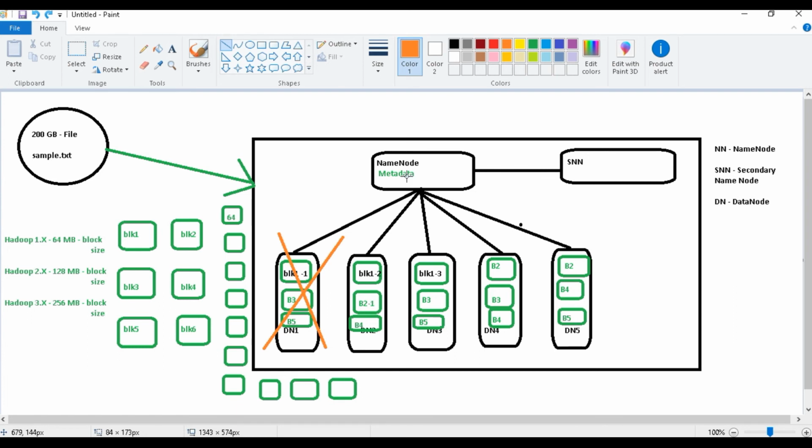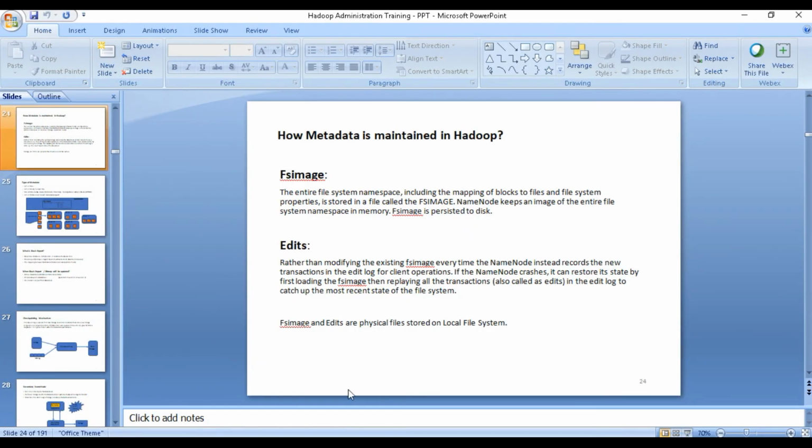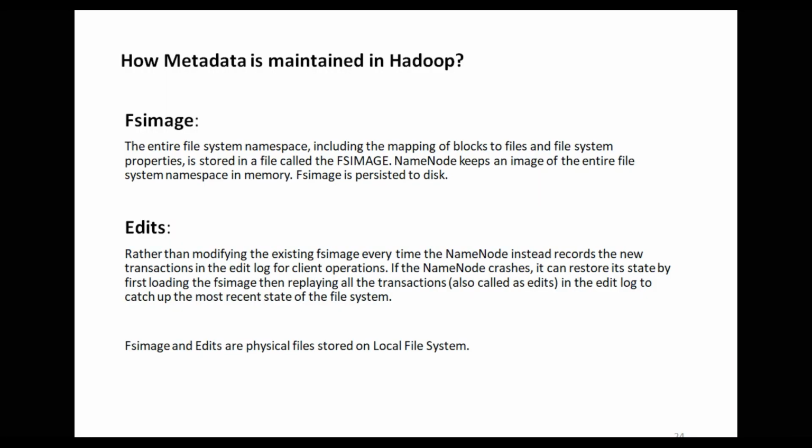So inside the metadata, how is it maintained? There are two files maintained inside the metadata. One is fsimage, the other one is edits. The fsimage, the entire file system namespace, including the mapping of blocks to files and file system properties, is stored in a file called fsimage. Name node keeps an image of the entire file system namespace in memory.